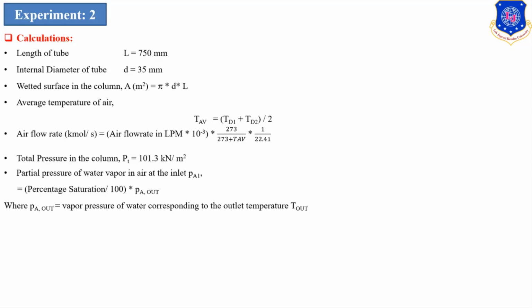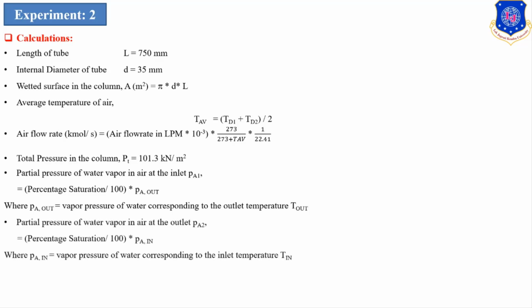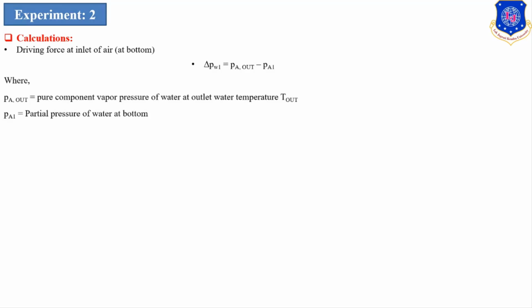Now the partial pressure of water vapor in air at inlet, that is PA1, will be equal to percentage saturation upon 100 multiplied by PA out. Here PA out will be the vapor pressure of water corresponding to the outlet temperature, that is T out. And here we can find out the percentage saturation from the psychrometric chart. Similarly, the partial pressure of water vapor in air at outlet, PA2, will be equal to percentage saturation upon 100 multiplied by PA in. PA in will be the vapor pressure of water corresponding to the inlet temperature, that is T in.